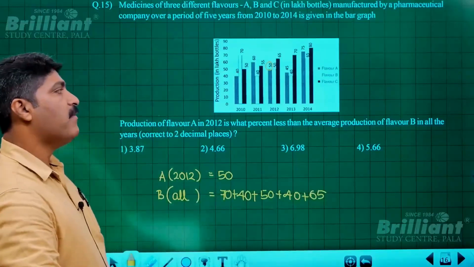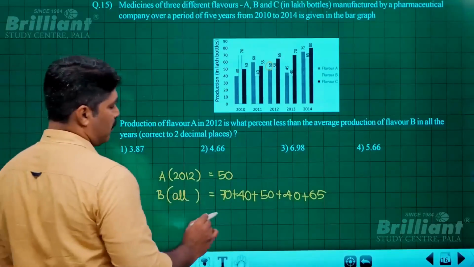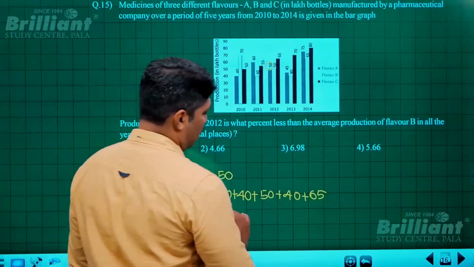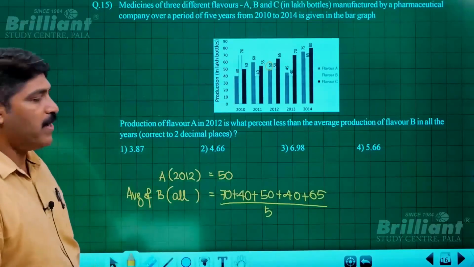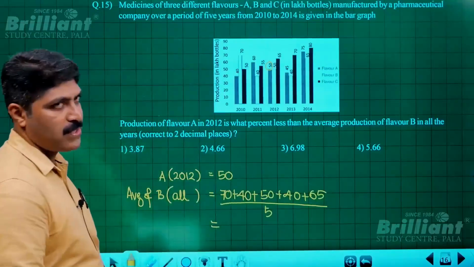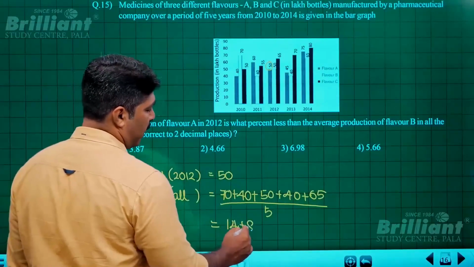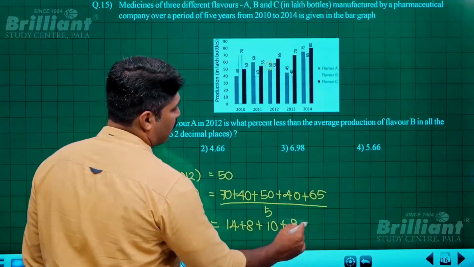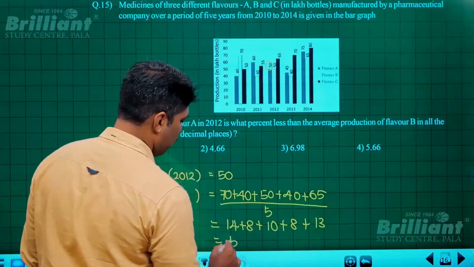So we have to find out the average production. So here, what is the average of B? We just divide all these values by how many observations? Here we have 5 years, or 5 observations. So instead of doing it in a complicated manner, we just divide by 5. So that is 14 plus 8, that is 22. 22 plus 10, 32. 32 plus 8, 40. 40 plus 13, 53. So this is equal to 53.